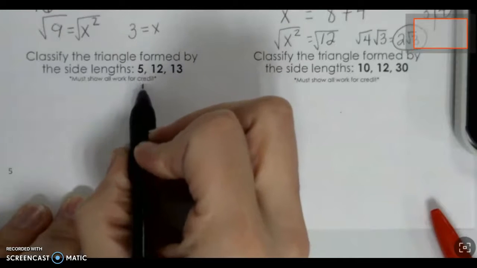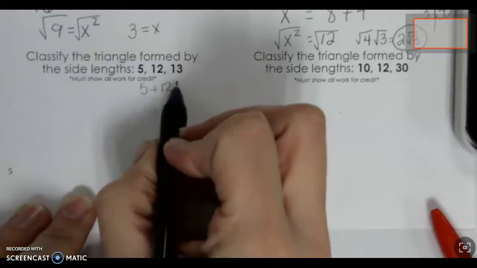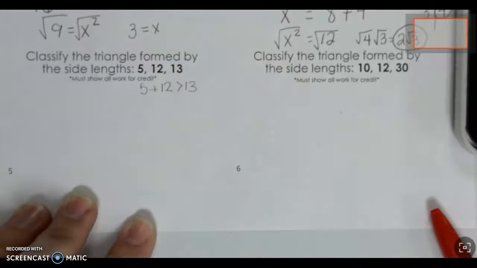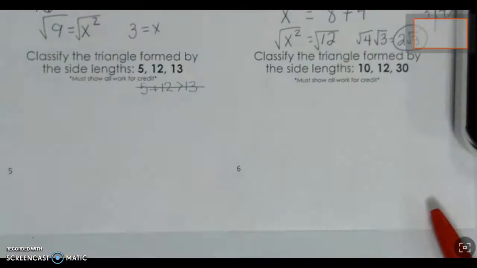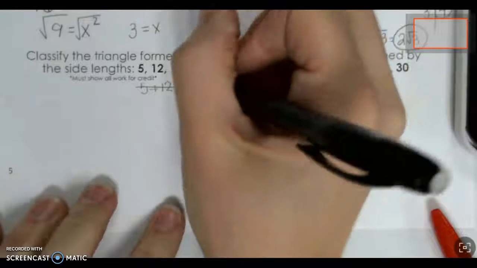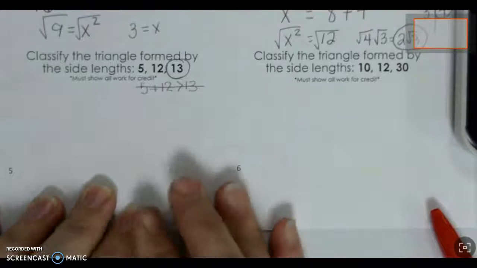Is 5, this is what I'm checking in my head, is 5 plus 12, is that bigger than 13? Yeah, that's 17. So that just means I can do this problem. This is a triangle. Okay, so if that doesn't work out, you say it's not a triangle and you don't have to do anything else. You're done. Okay, this is a triangle, so now I'm going to see what kind of triangle it is. This is my biggest number, so I'm going to start with that number.